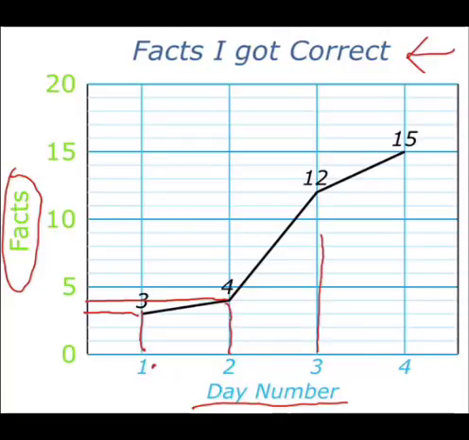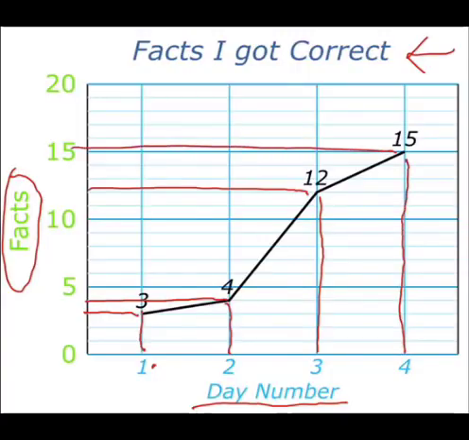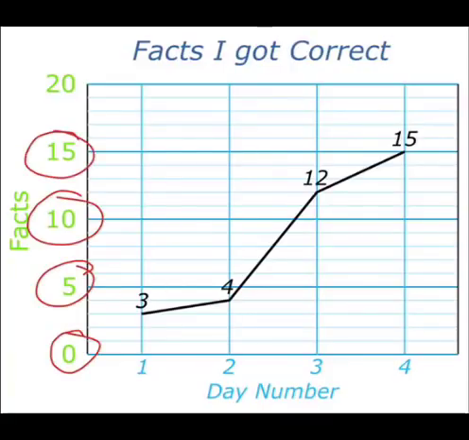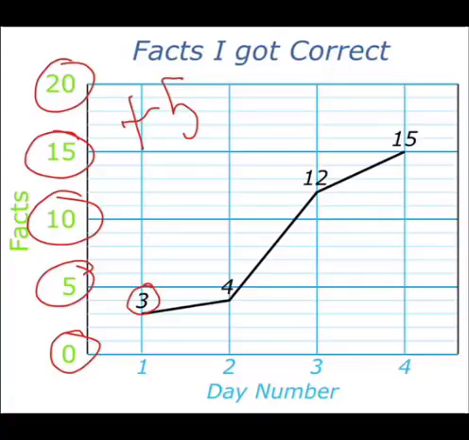On day 3, they got 12 facts correct. And on day 4, they got 15 facts correct. Now, as you can see, the increments on this graph are counting by 0, 5, 10, 15, 20, counting by 5, plus 5. But on the first day, they only got 3.